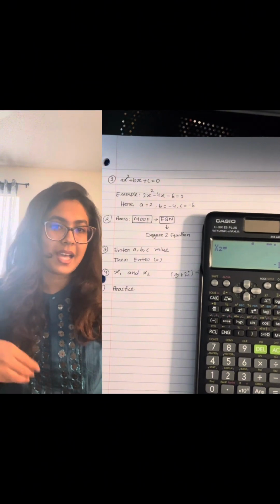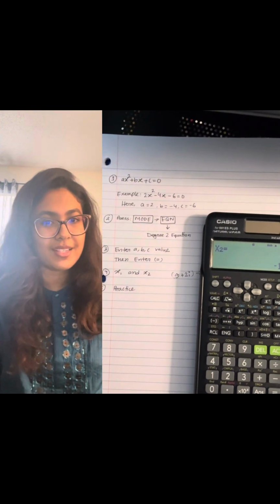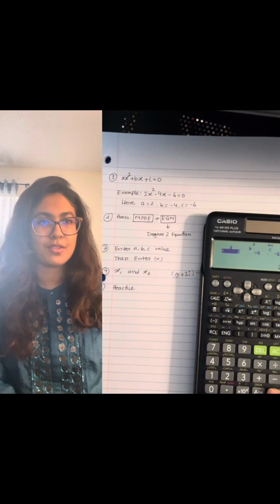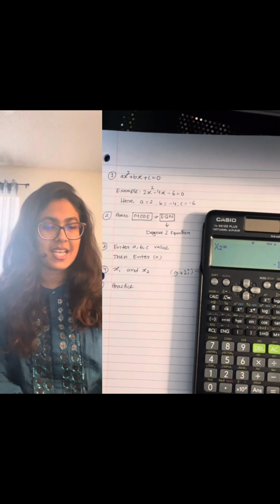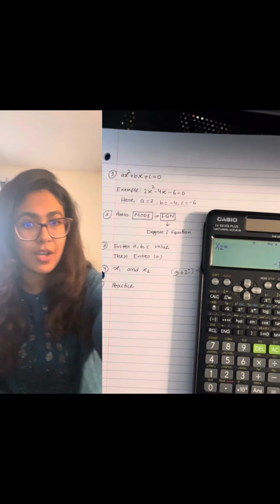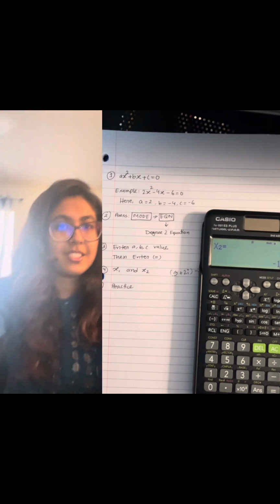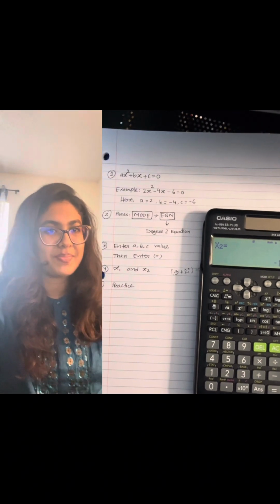Using this simple calculator function not only saves time but also builds confidence. And next time you see any quadratic equation, just don't panic. Just press a few buttons and let your calculator solve your equation.